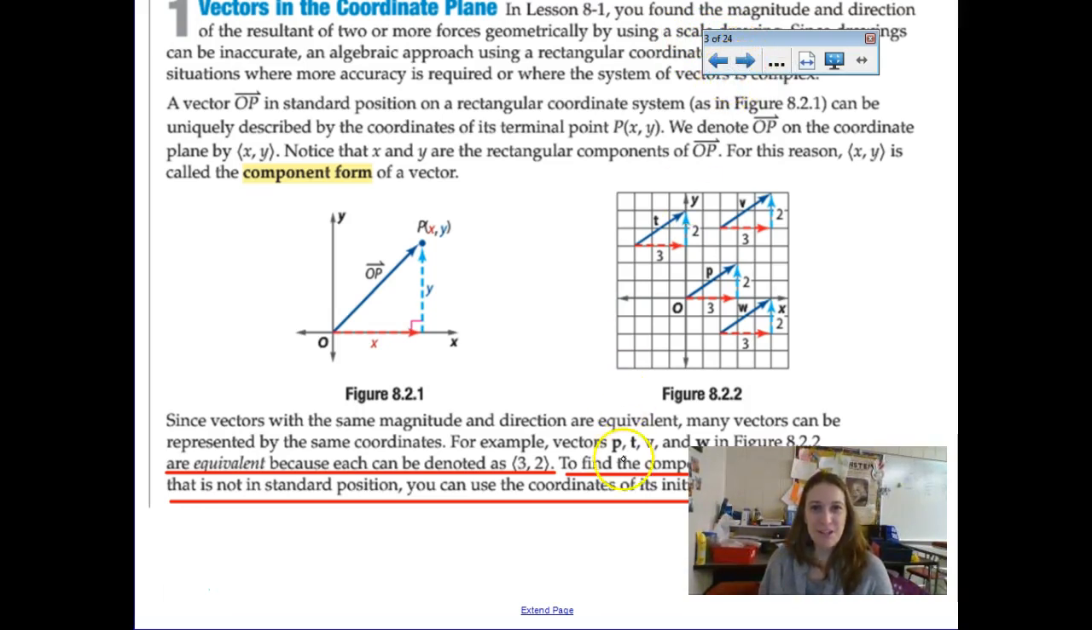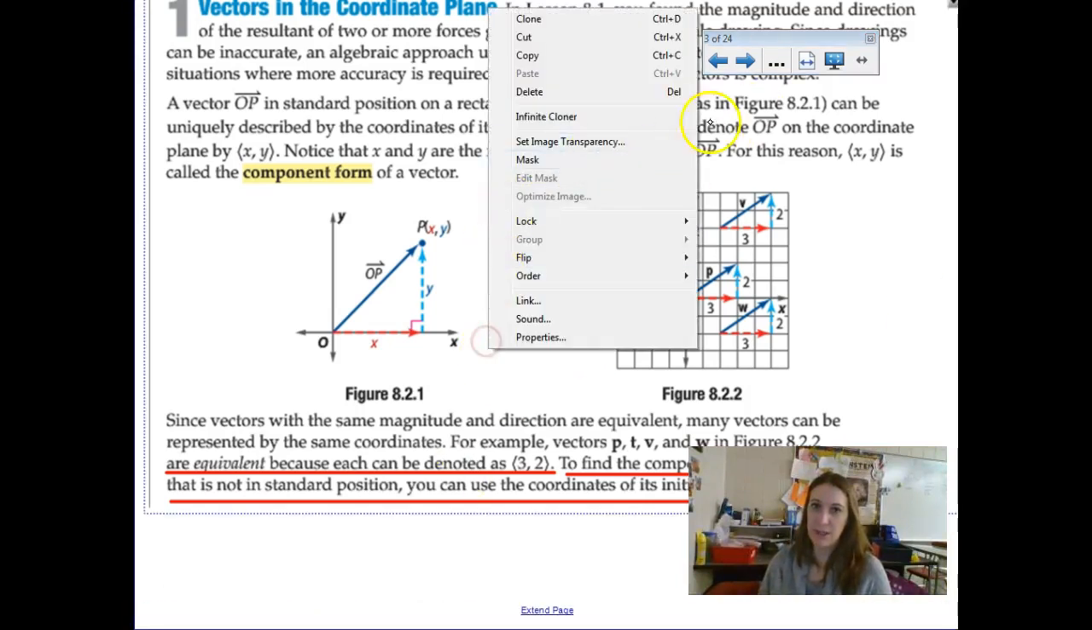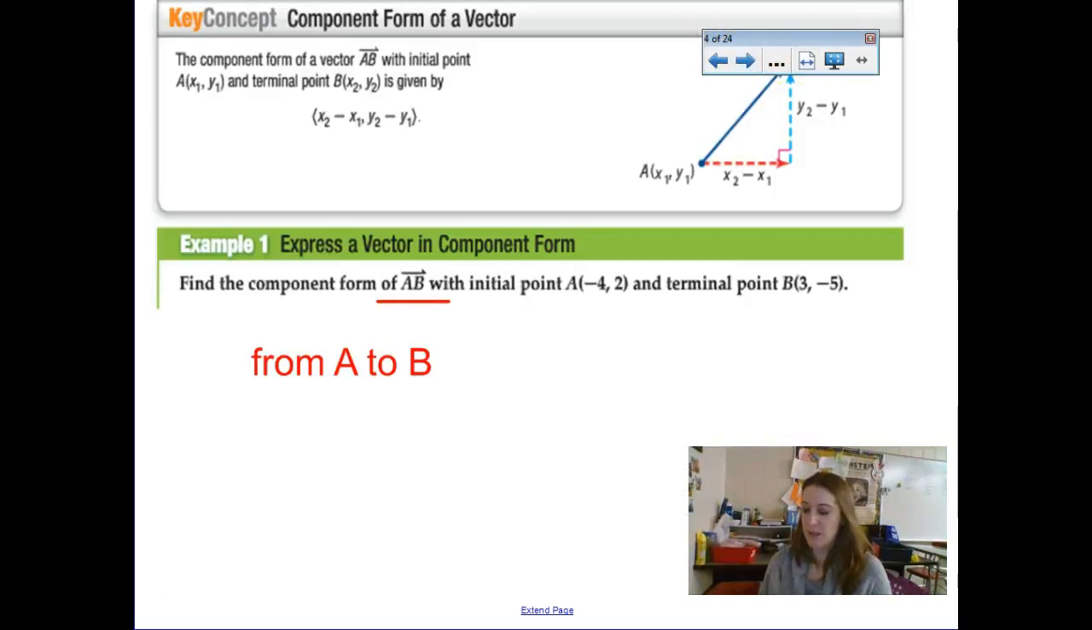So down here, there's some stuff underlined. All these vectors are equivalent because you can move the vectors around in the coordinate plane. But to find the component form of a vector that is not in standard position, you can use the coordinates of the initial and the terminal point. So this time we don't really have application questions. We just have what looks like ordered pairs, but it's the initial and terminal position of the vector.